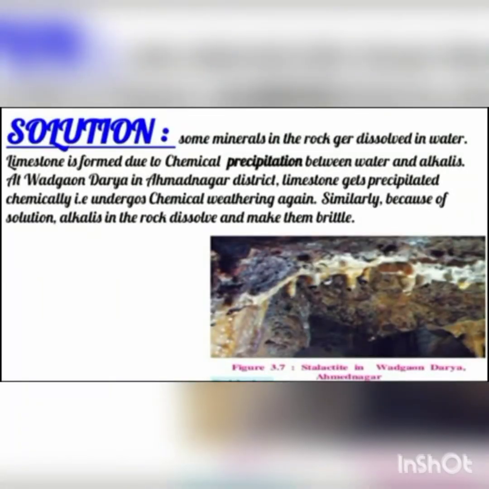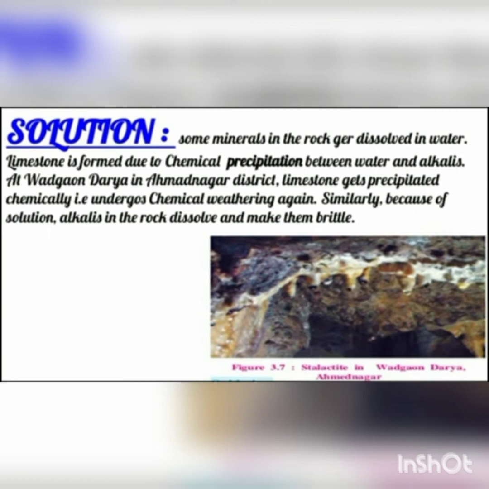That is all a form of chemical weathering. Some minerals in the rocks get dissolved in water. Now limestone is formed due to the chemical precipitation between the water and alkalis. Here precipitation does not only mean snowfall or hailstones. At Vadgaon Darya in Ahmednagar district, limestones get precipitated chemically, that is, they undergo chemical weathering again.